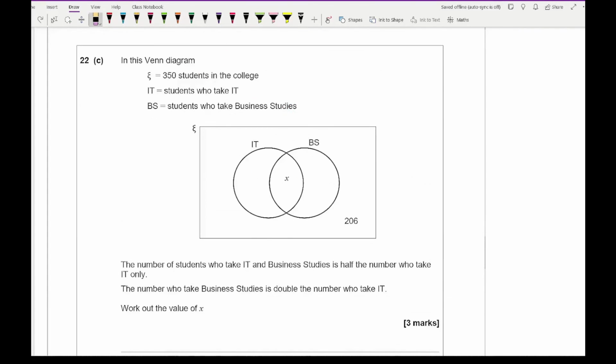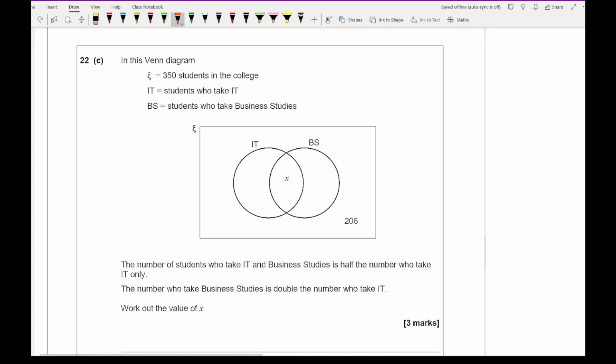So moving on to 22C, it says in this Venn diagram, again, we've got a subset of 350, and we've got IT and business studies. It says that the number of students who take IT and business studies is half the number who take IT only, and the number who take business studies is double the number who take IT. The question is asking us to work out the value of X.